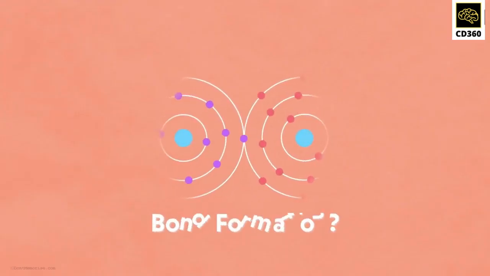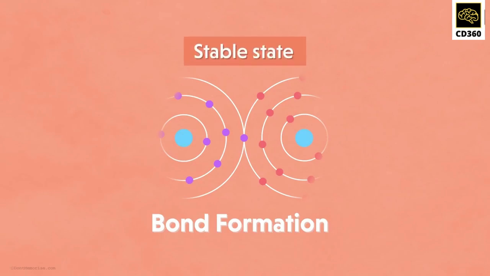Why does bond formation take place? Can you give me the answer? Yes, it takes place because atoms are always in a constant struggle to reach the stable state. And what is this stable state?